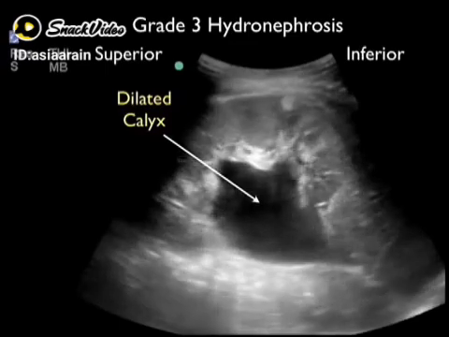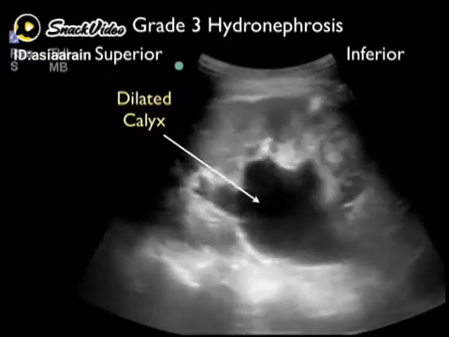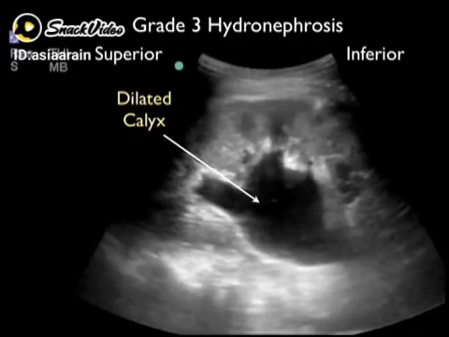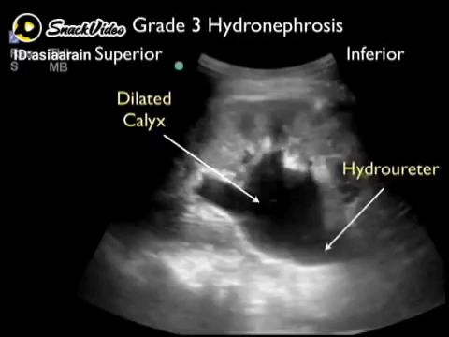Unfortunately, this was a patient who had a long-standing hydronephrosis and who had lost a lot of the kidney function on this side. As we still the image down, we can see that the dilated calyceal region leads to a very dilated hydroureter, again confirming hydronephrosis.